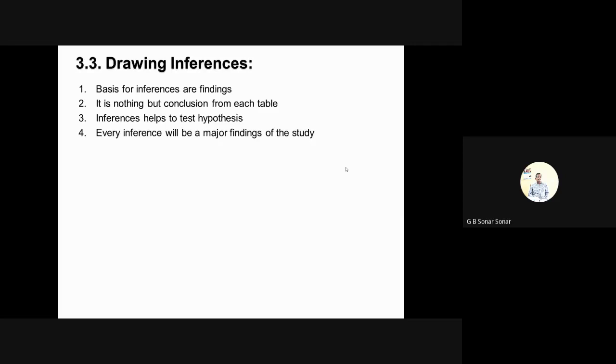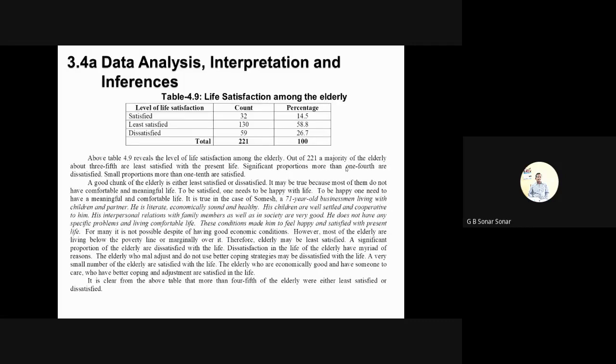So while analyzing the data and giving interpretation to the data, we draw the conclusions, we draw the inferences. Then based on that, the hypotheses are also tested, and every inference will be a major finding of the study. Every conclusion of the table will be a major finding of the study. So this is one of the examples of a univariate table or simple table, and how data analysis is made.